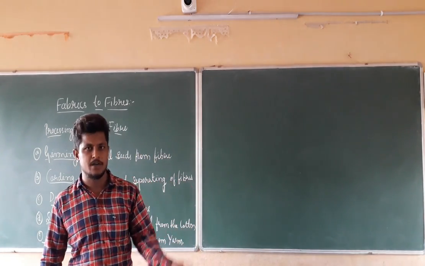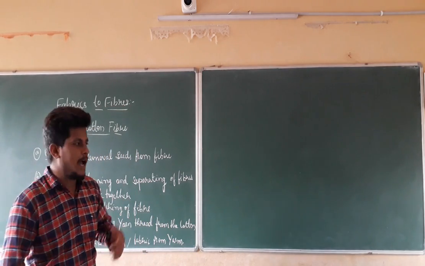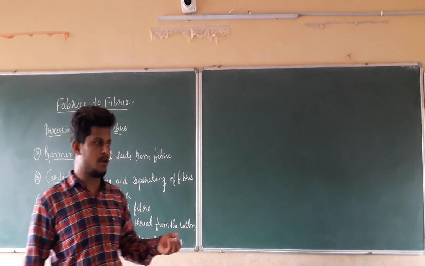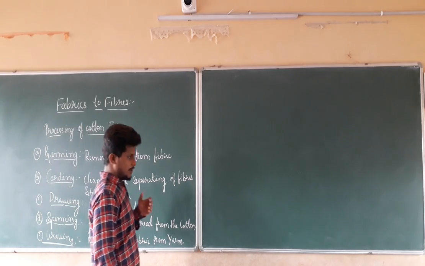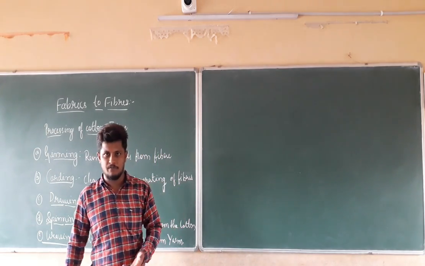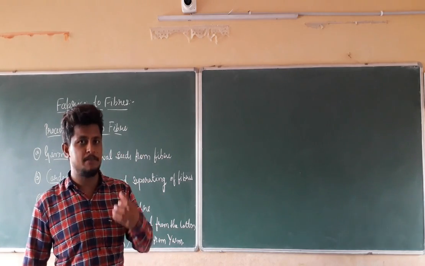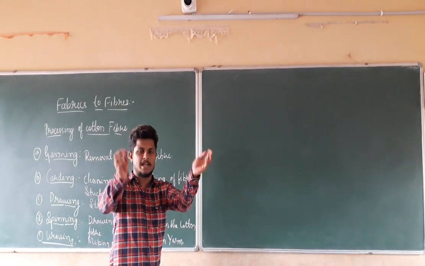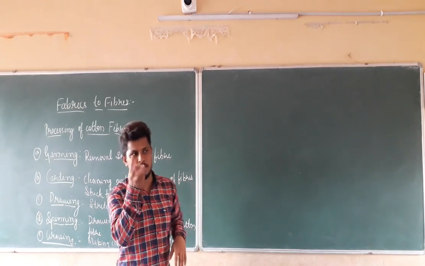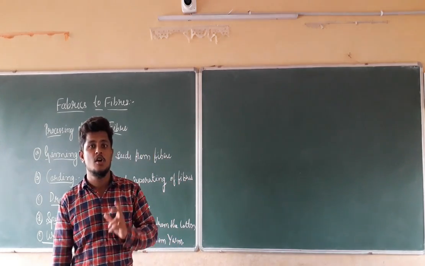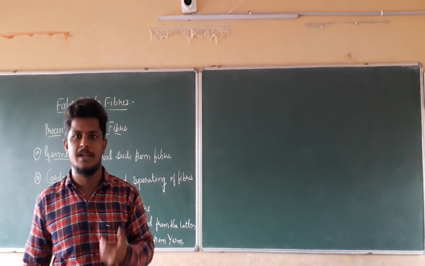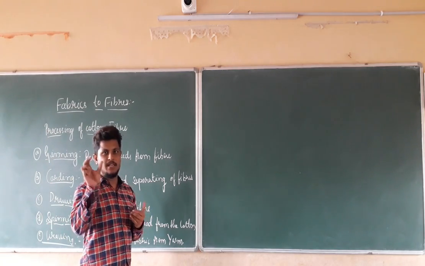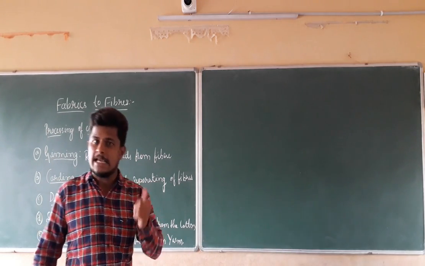is produced in the cotton field, and it is obtained from the cotton plant. Cotton plant and cotton fiber together is known as cotton. The fruits of that cotton plant are known as cotton balls, and they look like this. The size of that cotton fruit is the size of a lemon.